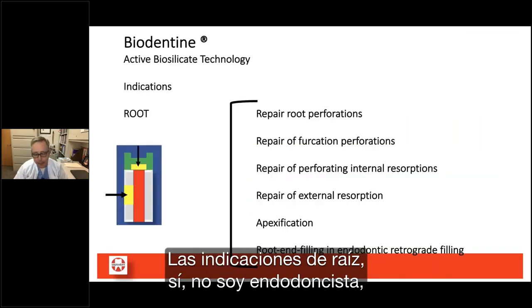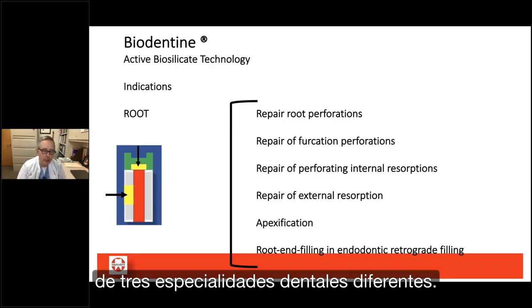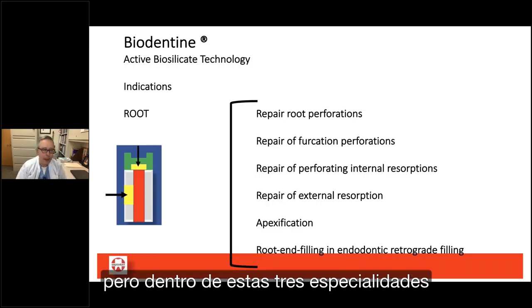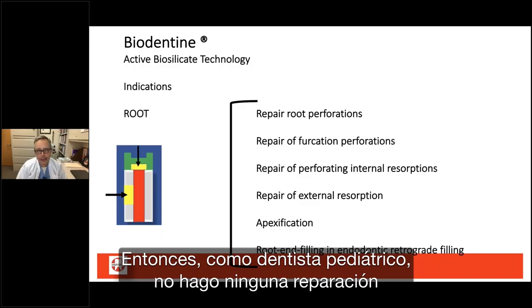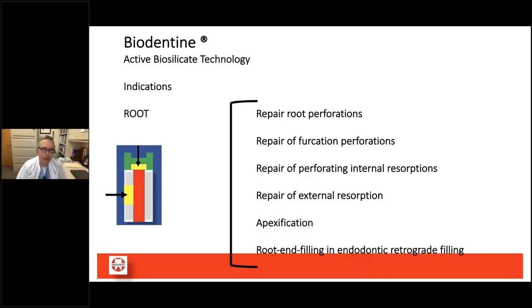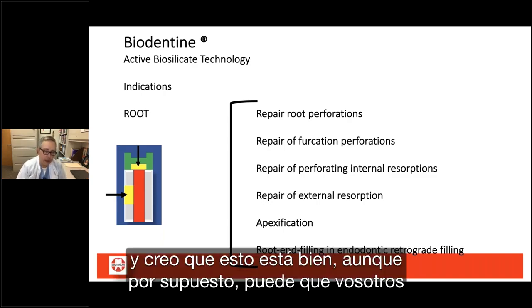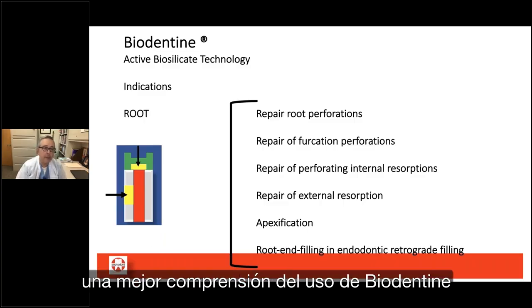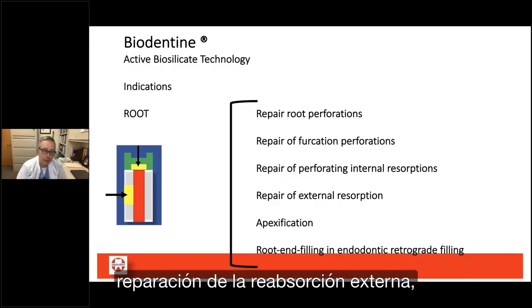The root indications, yes, I'm not an endodontist. I am board certified here in the US in 3 different dental specialties. One of them is pediatric dentistry, but endodontics is not one of them. So as a pediatric dentist, I don't do any root repair or root perforation. You probably have a much better understanding of the use of Biodentine for root indications. You can read about apexification and repair of external resorption, and you can look at that.